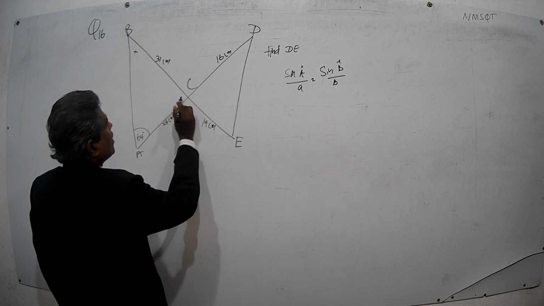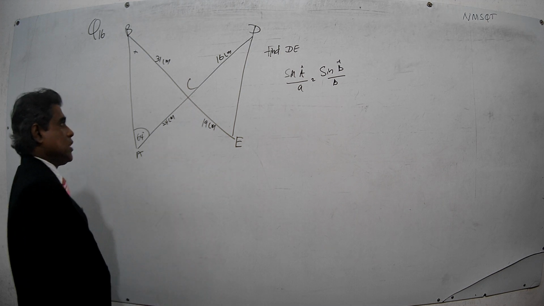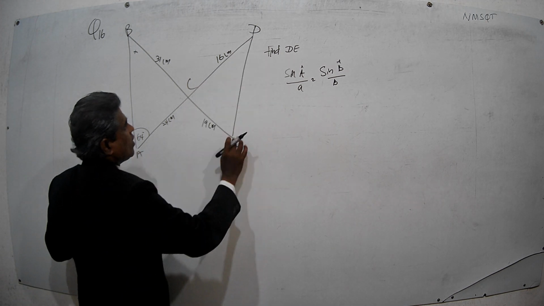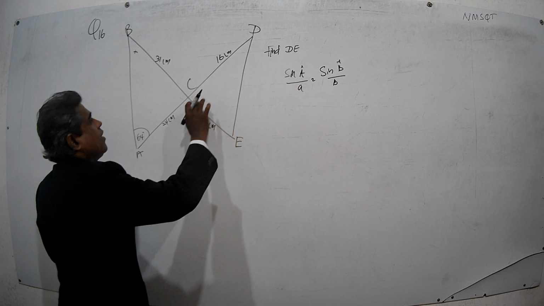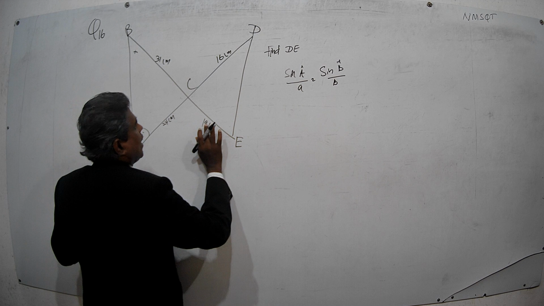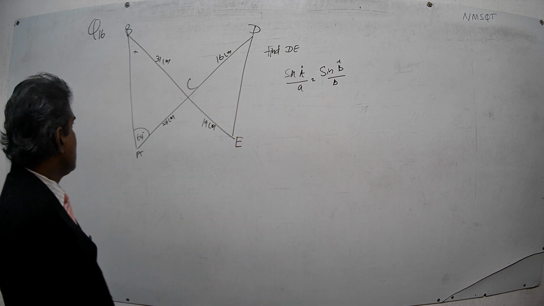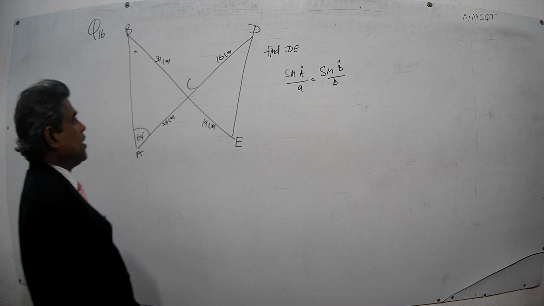After finding this one, that same value can be applied to this one, since vertically opposite angles are equal. Then we can apply the cosine rule to find this one. Since the angle and the two sides enclosing it have been given, we can find the other side by using the cosine rule. Now, first of all, we find this angle using the sine rule.